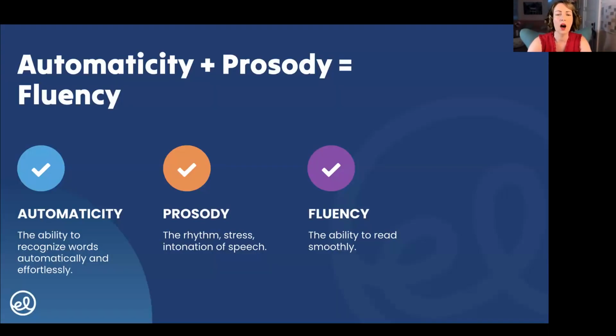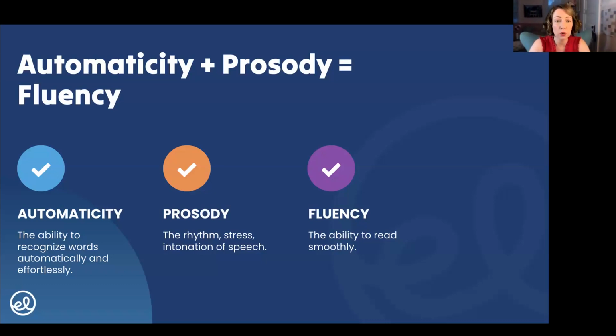Let's look at automaticity plus prosody equals fluency. Automaticity: I see a word and I know it automatically. Prosody: my voice sounds natural, like reading. And then fluency is the equation, the outcome of putting both of those together. And I can practice those each individually. I can practice flashcards for my automaticity. I can practice prosody.